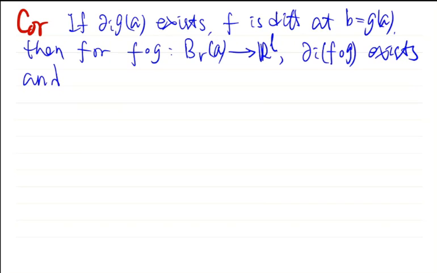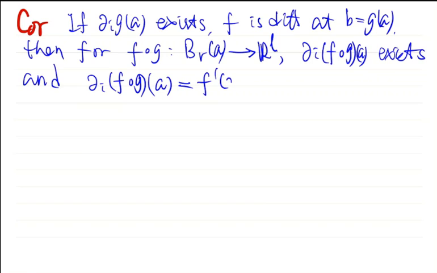And the partial derivative of the composition at the point a exists, and this partial derivative at the point a is Df(b) applied to the partial derivative of g at a. So we don't need to assume that g is differentiable at a.